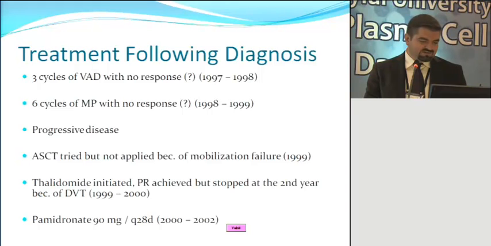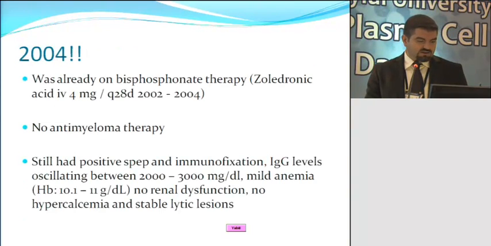3 cycles of VAD with no response, 6 cycles of MP with no response, progressive disease. Autologous stem cell transplantation was tried but not applied because of mobilization failure in 1999. Thalidomide was initiated, PR achieved but stopped in the 2nd year because of deep venous thrombosis. Pamidronate 90 milligrams every 28 days was initiated, and he was on pamidronate from 2000 to 2002. Then zoledronic acid IV 4 milligrams every 28 days from 2002 to 2004.